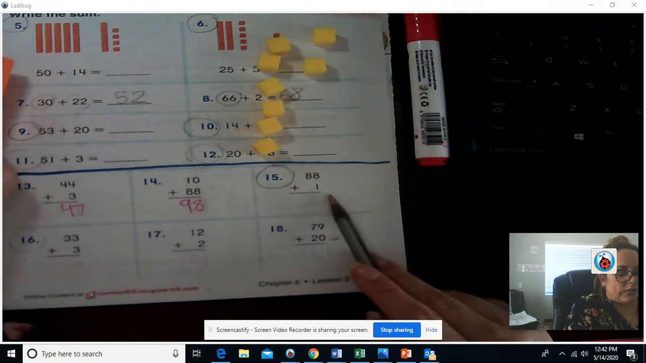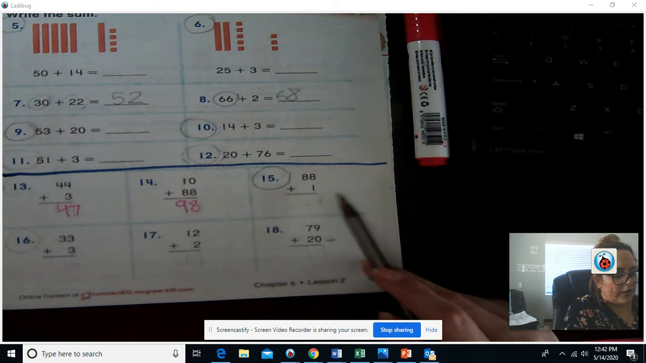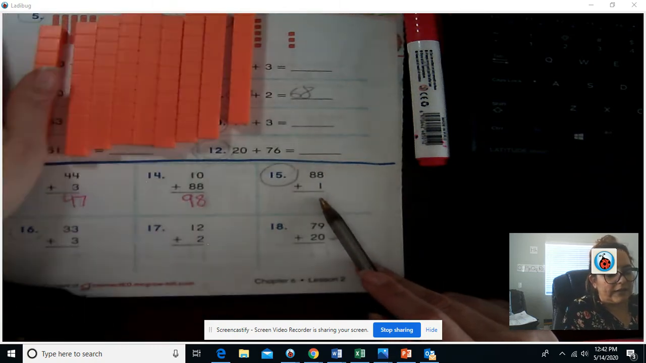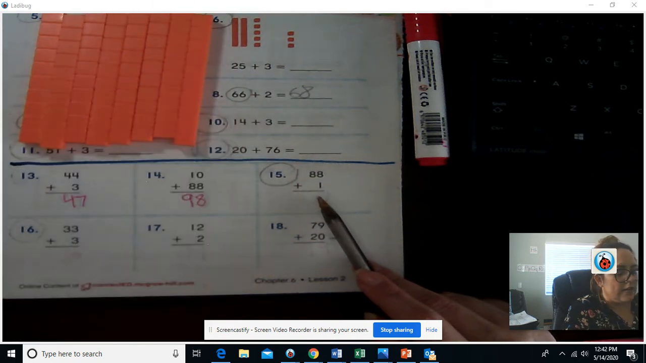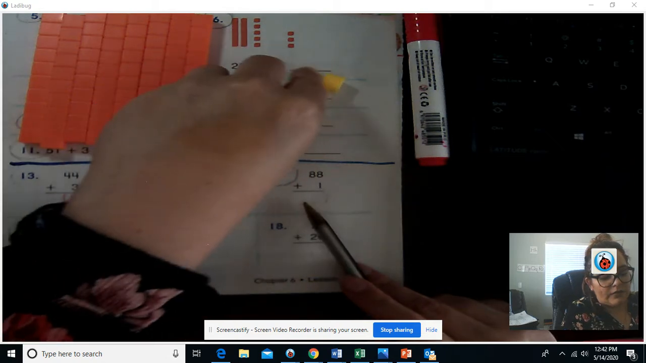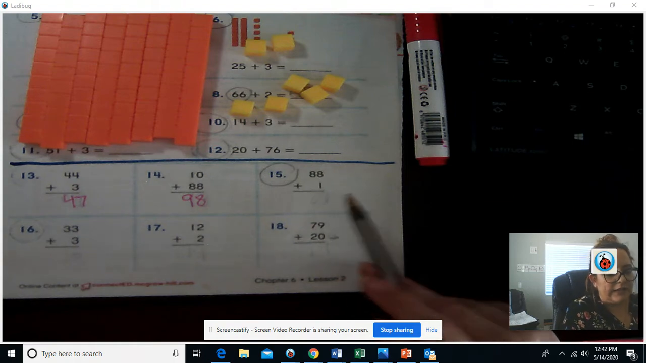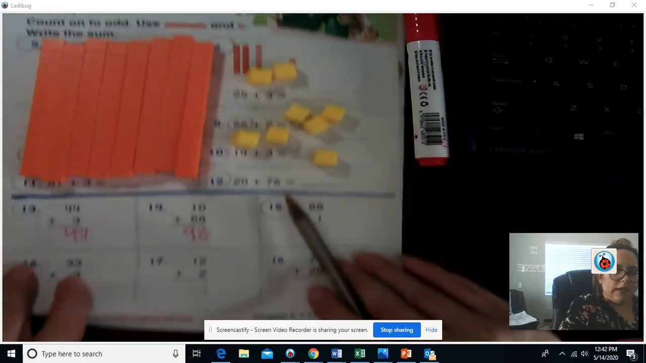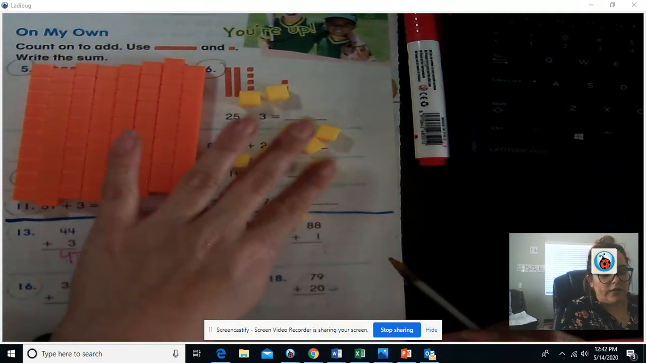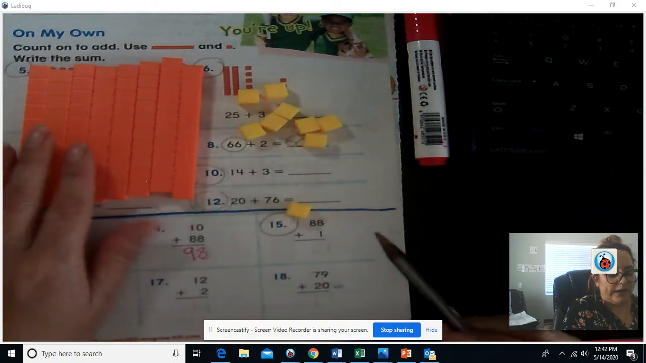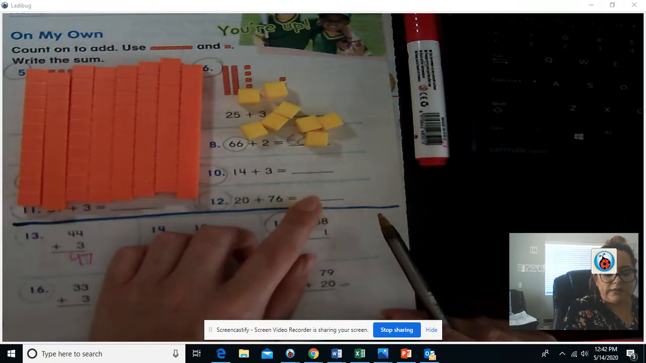All right, let's try this one. 88 plus 1. So again, I could leave my 88. 10, 20, 30, 40, 50, 60, 70, 80, 81, 82, 83, 84, 85, 86, 87, 88. 88 plus 1. There are several ways to see this. I can count 88. So this was 88 plus 1 more is 89.